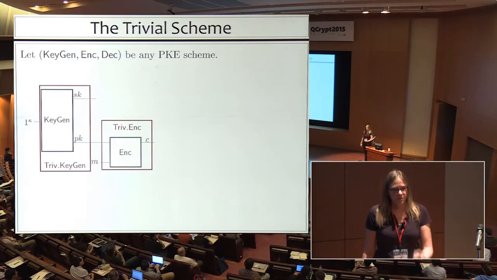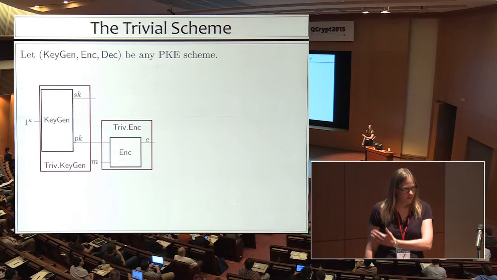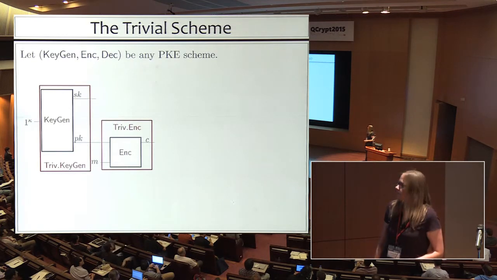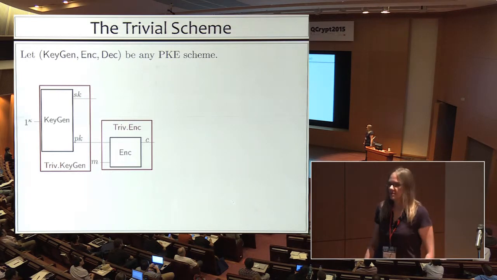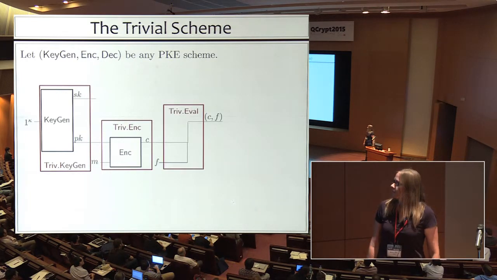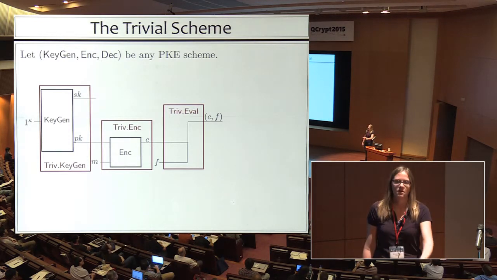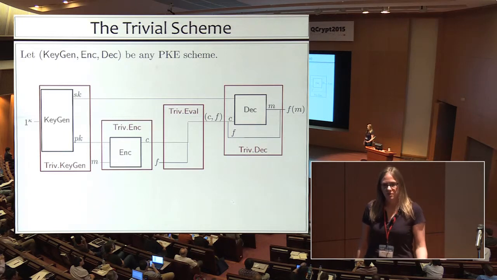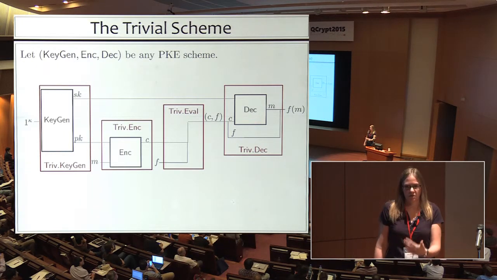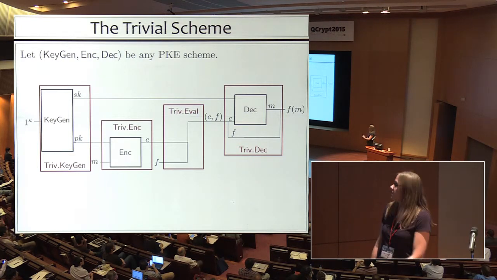Next, our encryption procedure is just going to call the public key scheme's encryption procedure. So we're just going to encrypt the message M with this public key crypto system. But the public key scheme doesn't have an evaluation procedure. So our trivial scheme, to evaluate some function f homomorphically, is just going to concatenate the ciphertext C and the circuit f and just output the pair of these. And then to decrypt, we're just going to use the public key encryption scheme to decrypt C to get M, and then apply f to M to get f of M.